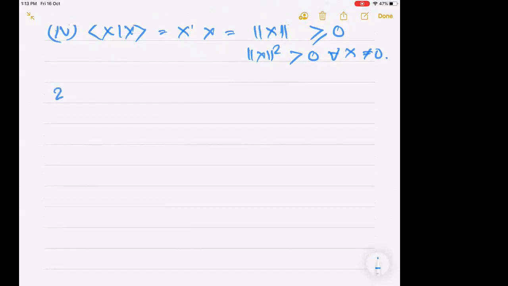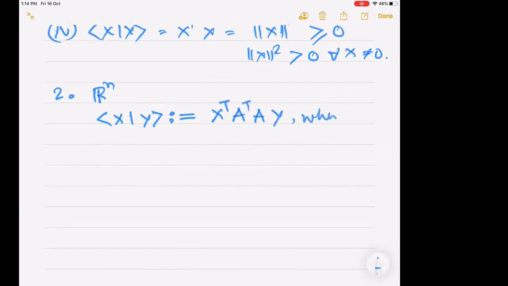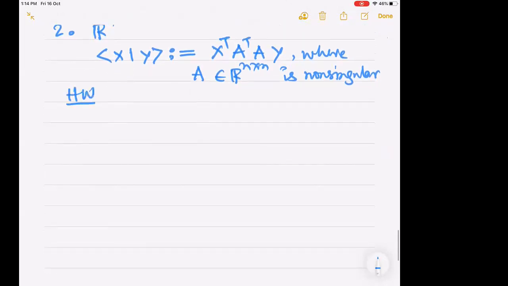You can also go ahead and check that once again in Rn and Cn, if we define the inner product, let's do it for Rn. So suppose we define the inner product as x transpose A transpose A y, where A in R n cross n is non-singular, that is, an invertible matrix. Then this also is an inner product. This goes to you as a homework. Do this check. In fact, it is an immediate attention problem. Check that this is an inner product.